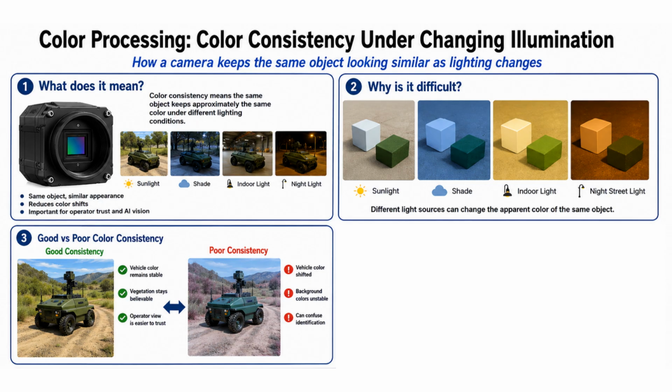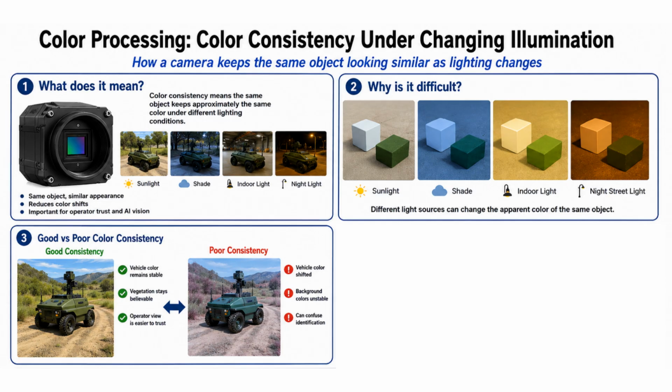Color consistency under changing illumination means that the same object should continue to appear approximately the same color, even when the lighting around it changes. For example, a green vehicle should remain recognizably green in bright sunlight, deep shade, indoor lighting, or under night street lights. Good color consistency reduces sudden color shifts and helps both the operator and AI system trust what they are seeing.